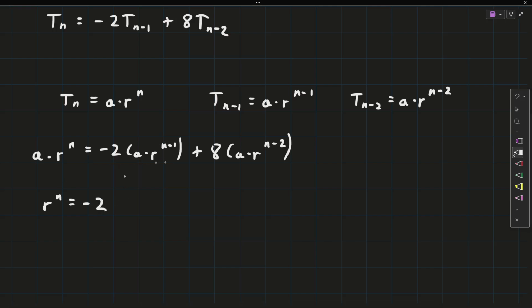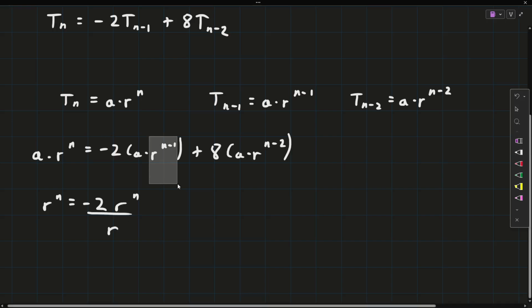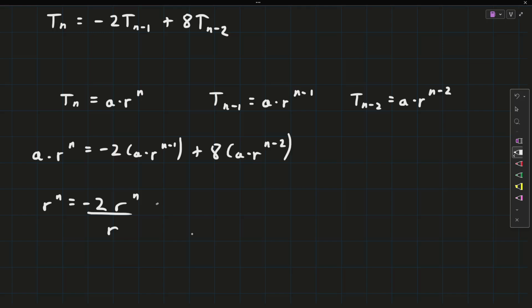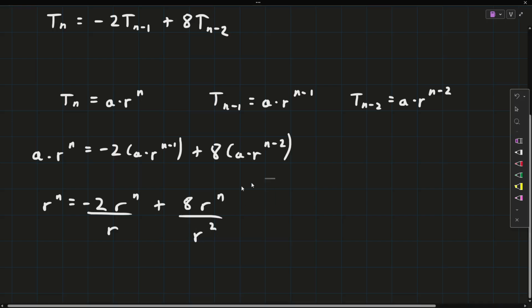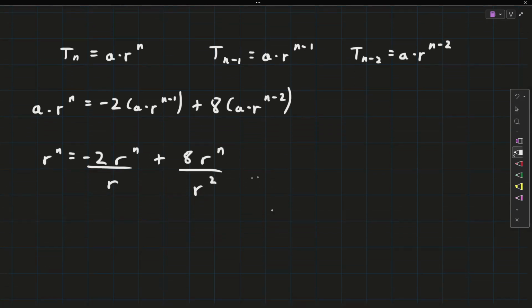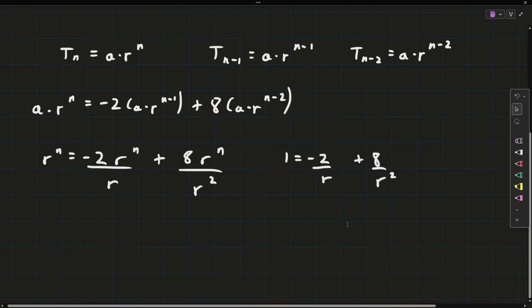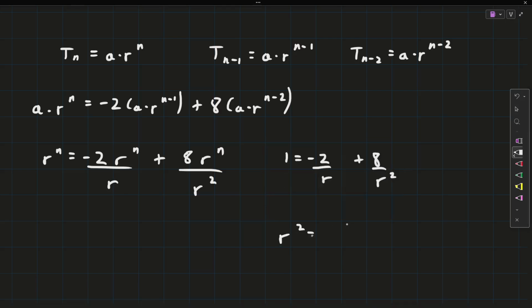I'm going to write this as r to the power of n divided by r. That's the same as r to the power of n minus 1 by exponent rules. Plus 8, and then we're going to have r to the n, and this time I'm going to divide this one by r squared. The reason I wrote these like that is because now I can cancel an r to the power of n across, and what we'll get is 1 equals minus 2 over r plus 8 over r squared. Then we can simplify this equation a bit. We can multiply across by r squared and get that r squared is equal to minus 2r plus 8.